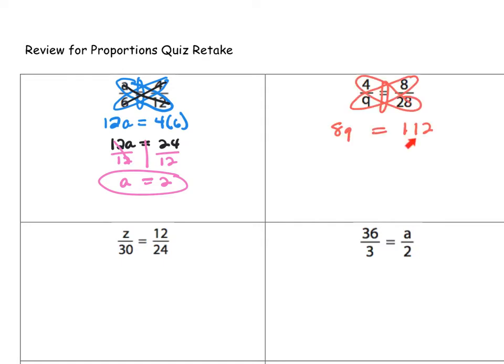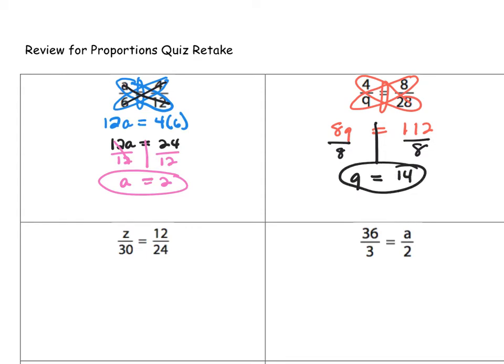If you chose 112, that's a very common error. 112 is one of the cross products. So we have a final step. Our goal is to figure out what Q is. So we have to solve by dividing by 8. And the final answer should be Q equals 14.